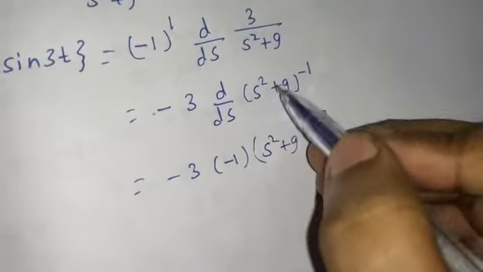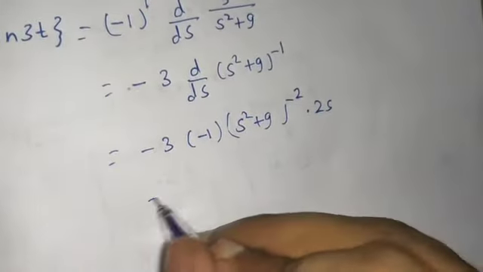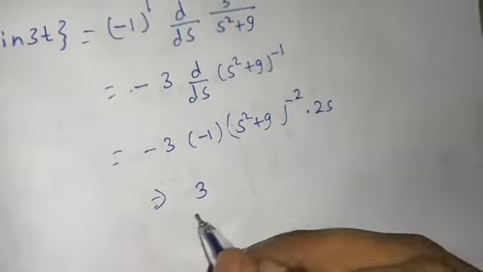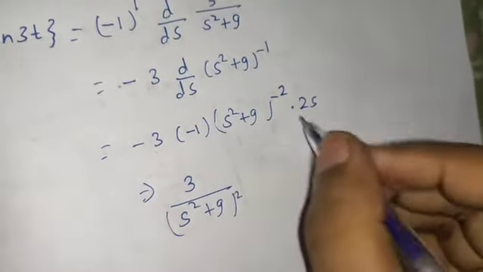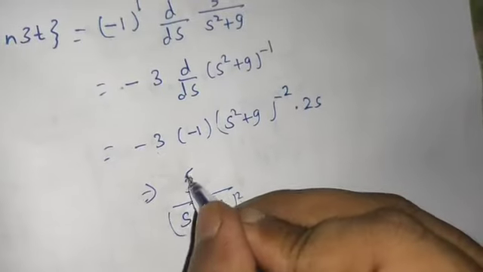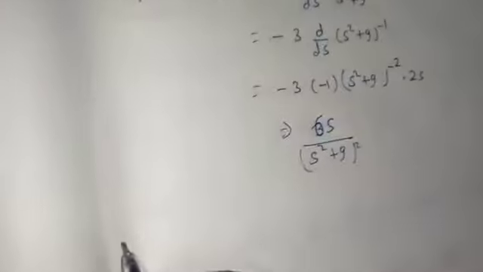And if you go inside, the derivative of s square is 2s and that of 9 is 0. So this becomes 3 divided by (s square plus 9) whole square, and this 2s will make it actually 6s. So this is there. Now use the first shift.